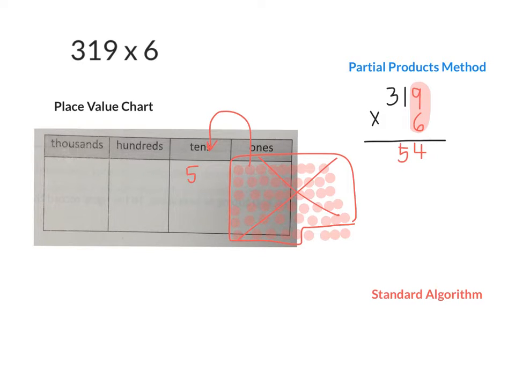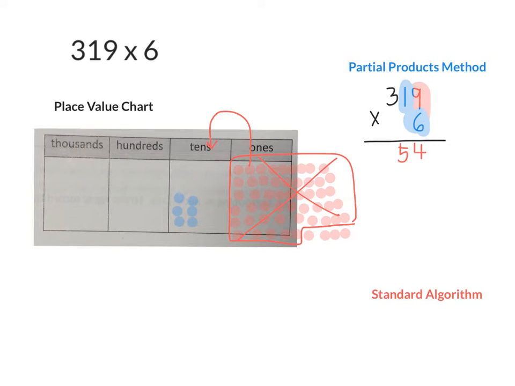Okay, let's move on to our next place value position, which is the tens. How many tens do I have? 1. And I have to make how many copies of it? Okay, 1, 2, 3, 4, 5, 6. When I do that, how many tens do I have? 6 tens. But I had 5 originally. So what's 5 plus 6? 11, right?